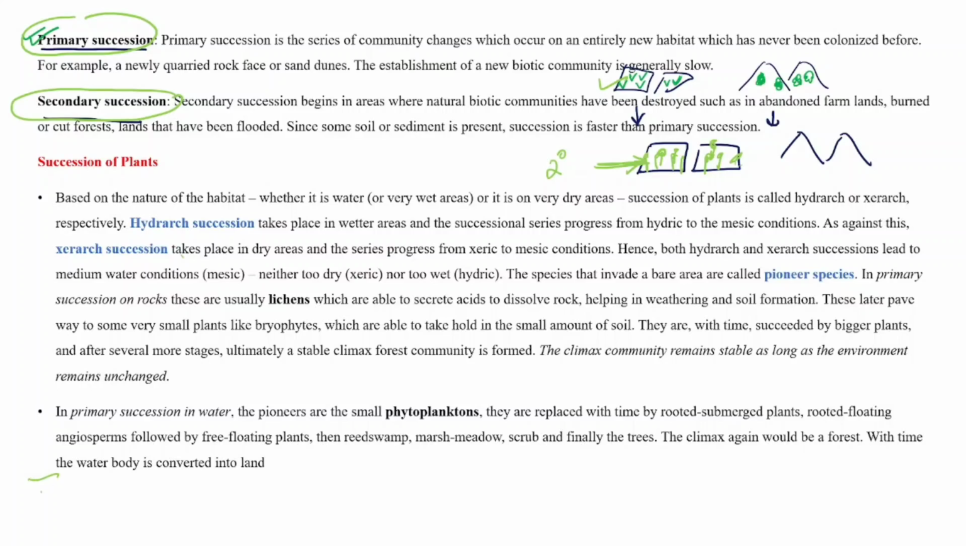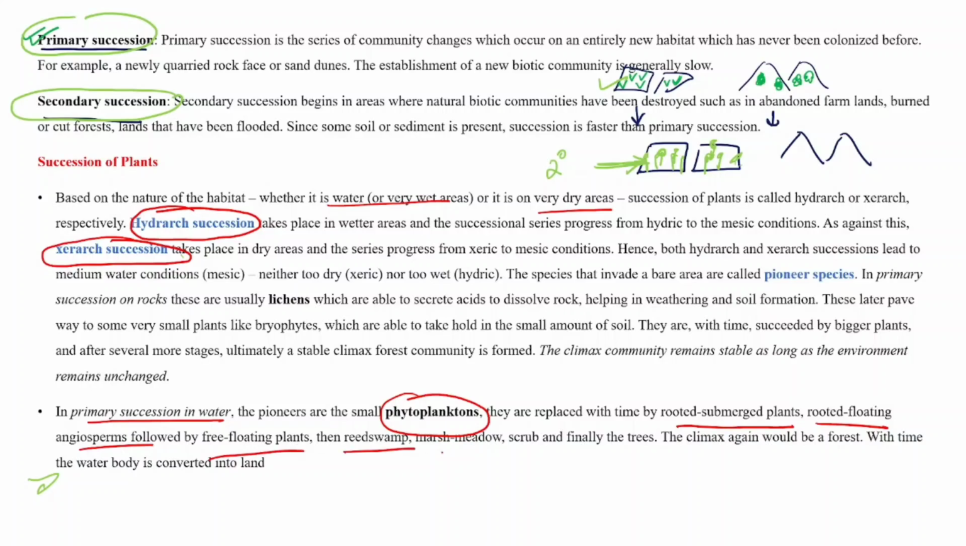Based on the nature of habitat, let me tell you, whether it is water or dry area, succession of plants occurs, right? So if we study succession of plants in water, in aquatic form, we call it hydric succession, and if we study it in the dry form, we call it xeric succession, right? So these are in primary succession in water. The pioneers are small phytoplanktons, right? Phytoplanktons are replaced with time by rooted submerged plants, rooted floating angiosperms, followed by free floating plants, then reed swamp, marsh meadows, scrub, and finally trees. So this is the succession.